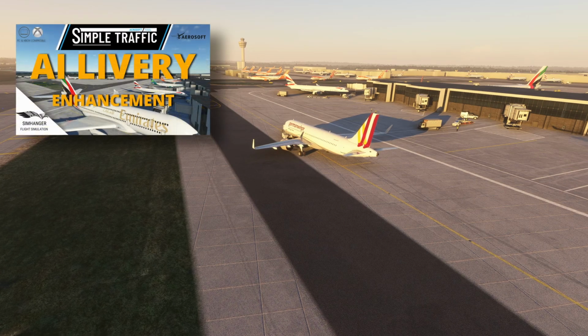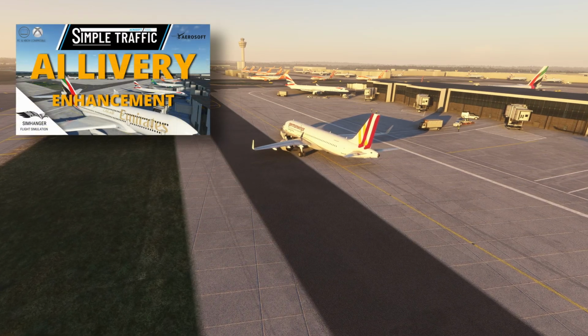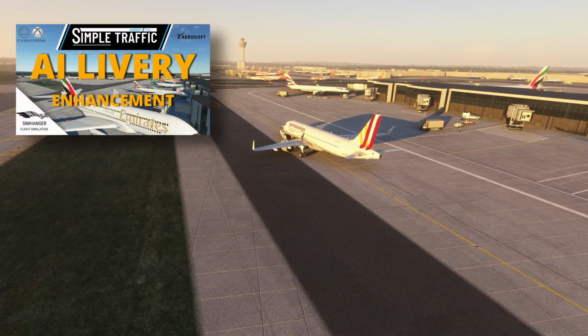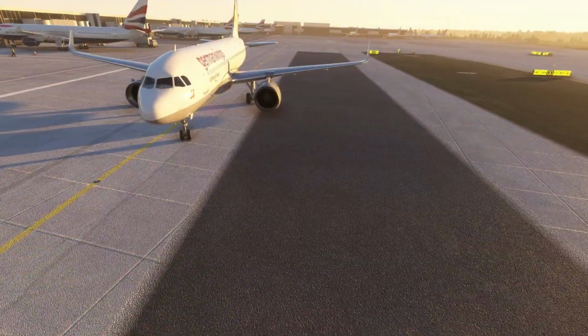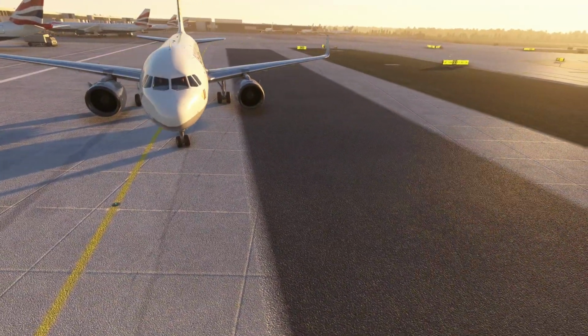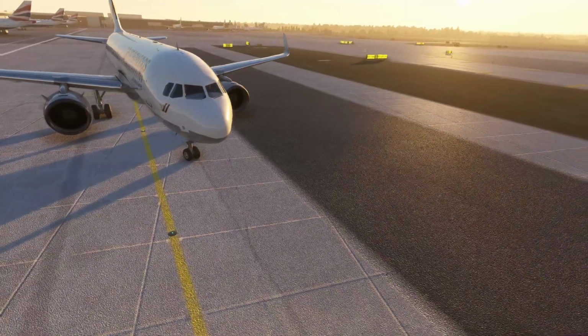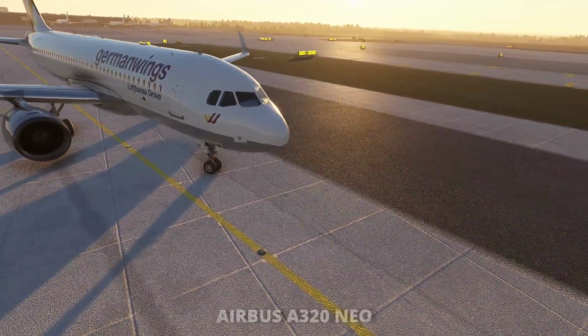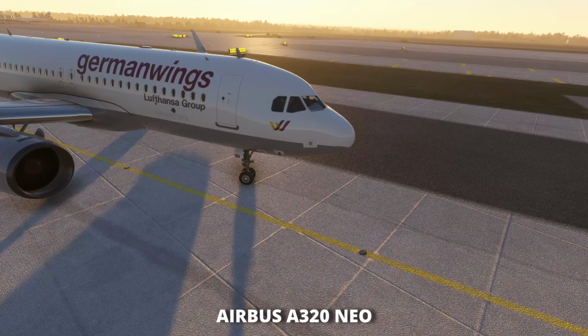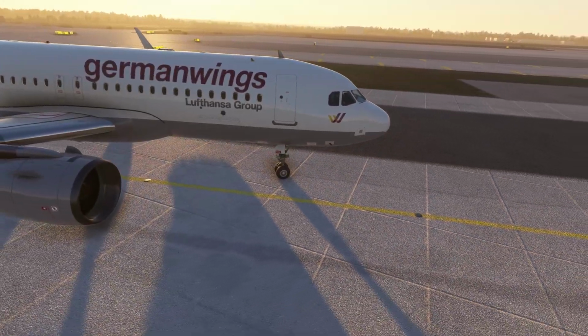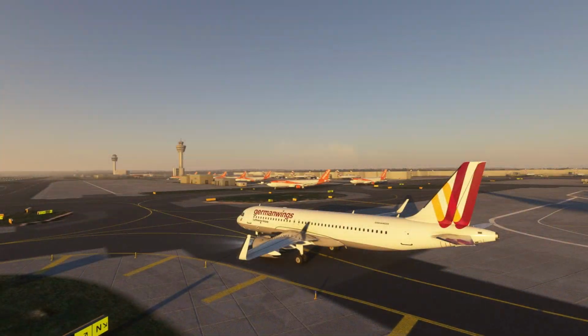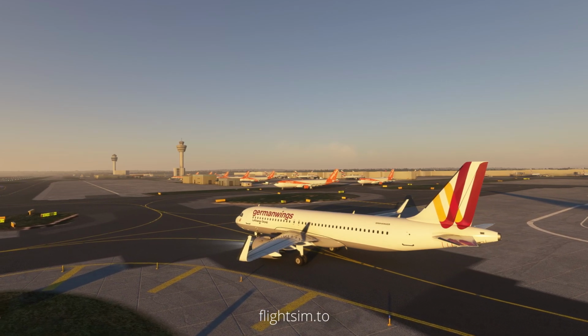Simple Traffic provides real-world liveries for your AI traffic. Link to my review video once again in the notes below. Highly recommended. We're in the default Airbus 320, so that Xbox users can follow along if they want to. For PC users you can find this amazing Germanwings livery on flightsim.to.